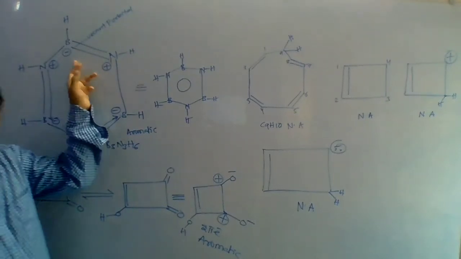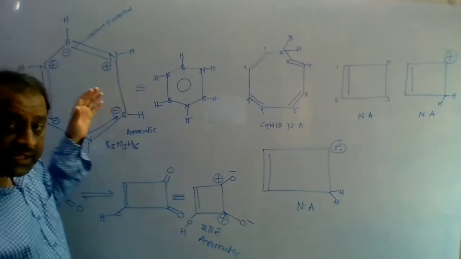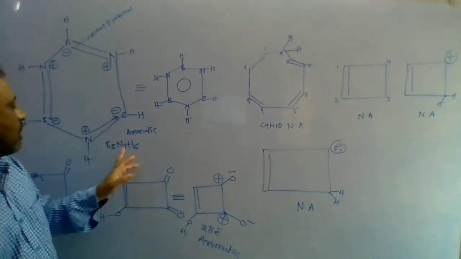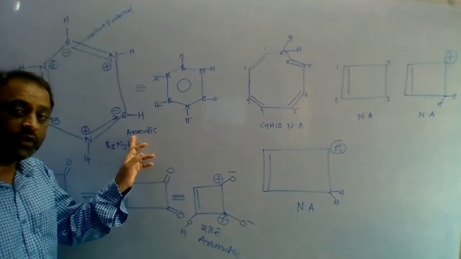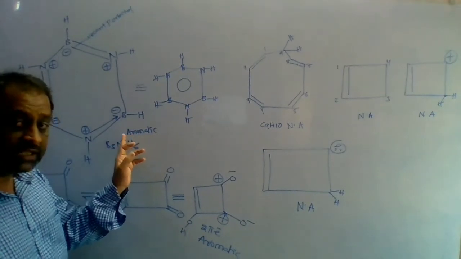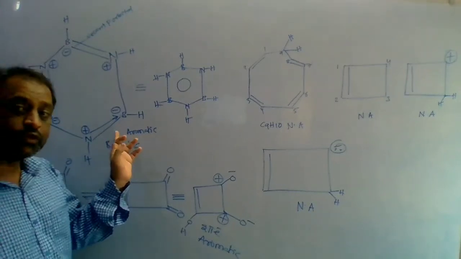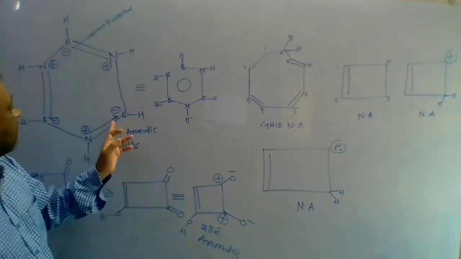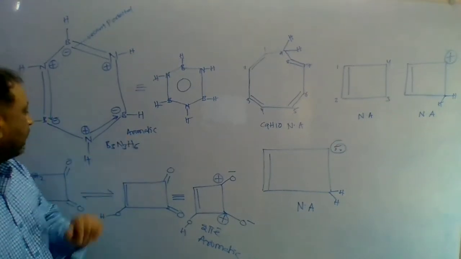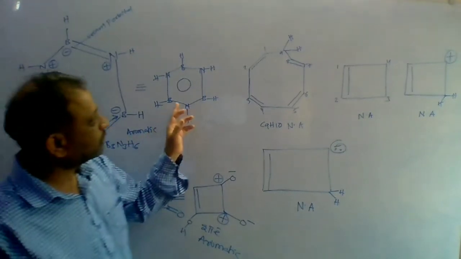Here 6 pi electrons are involved in complete delocalization, which obeys the 4n plus 2 pi electrons rule, Huckel's rule. 6 electrons are involved in complete delocalization, so it is an aromatic compound.